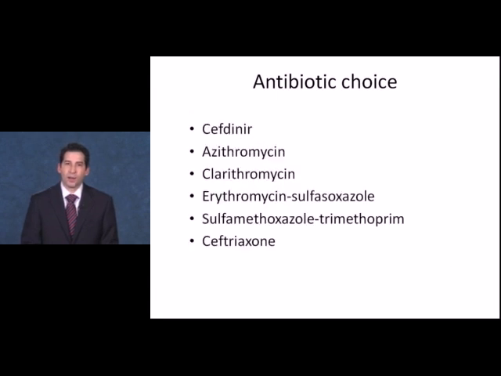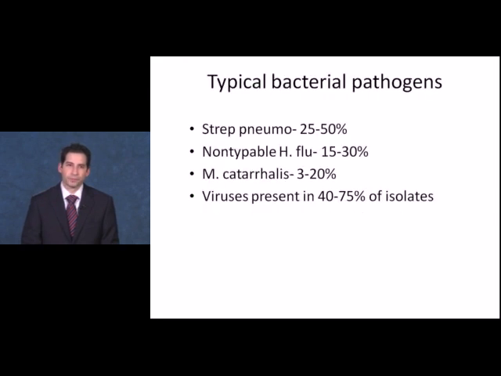When Augmentin or amoxicillin with clavulanic acid fails, there are additional antibiotic choices, including oral agents such as ceftinir, azithromycin, clarithromycin, erythromycin, and sulfisoxazole, or sulfamethoxazole and trimethoprim. And if oral options are not successful, intramuscular ceftriaxone may be given. Generally, it's recommended that at least 2 to 3 doses of intramuscular ceftriaxone be given for refractory acute otitis media.